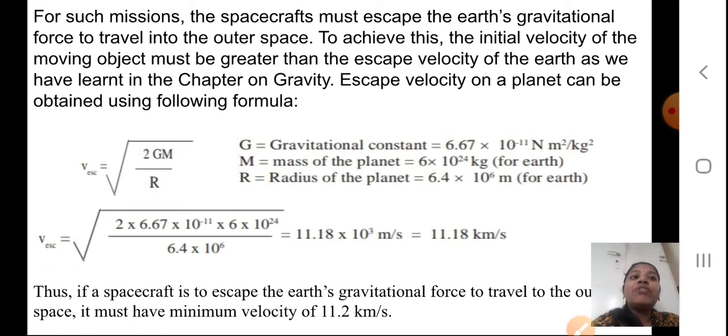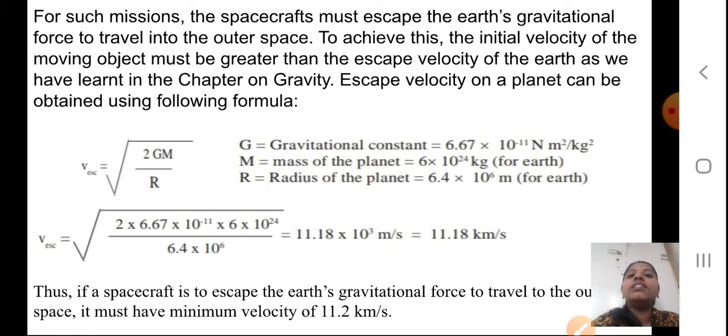Okay, escape velocity on a planet can be obtained using the formula, V escape is equal to root of 2GM upon R. We have studied this, students, okay, where G is the gravitational constant, standard value 6.67 into 10 raised to minus 11 Newton meter square per kg square. Then capital M is the mass of the planet, that is 6 into 10 raised to 24 kg for Earth. R is the radius of the planet, 6.4 into 10 raised to 6 meter for the Earth.